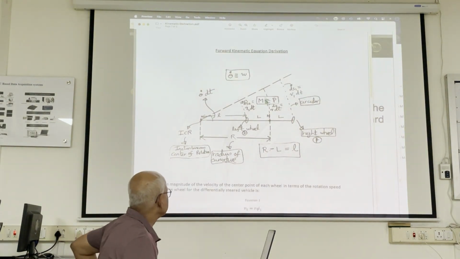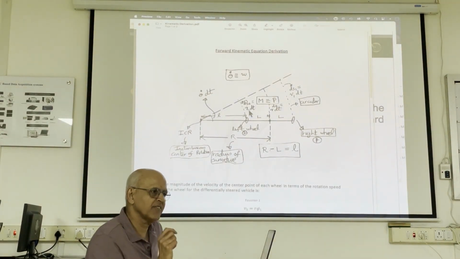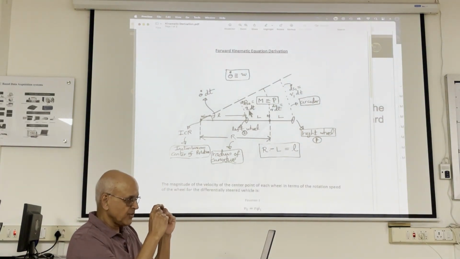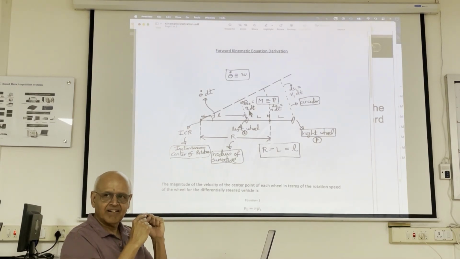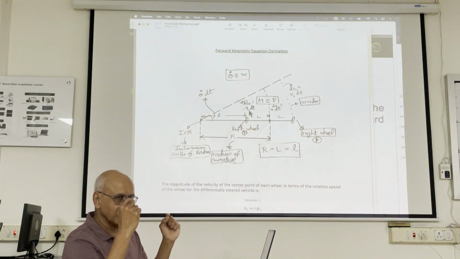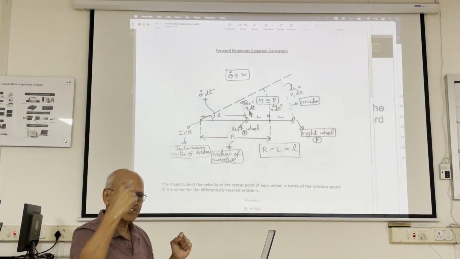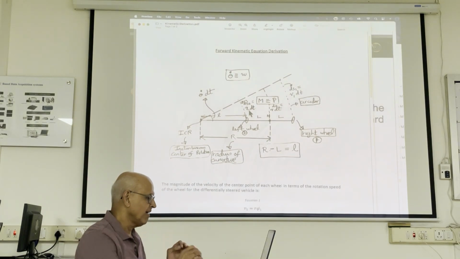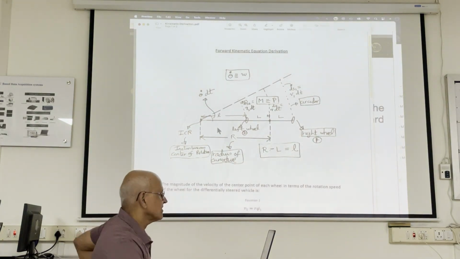So if you move for a short interval of time dt, and the left wheel has a velocity v2, what is the velocity of the left wheel? If you take the middle of the wheel, what is the velocity with which it's going forward? Similarly for the right wheel, the midpoint of the wheel. We'll get to that.